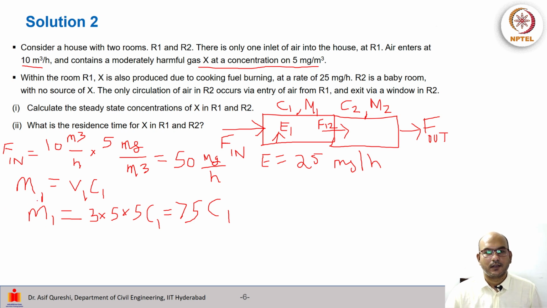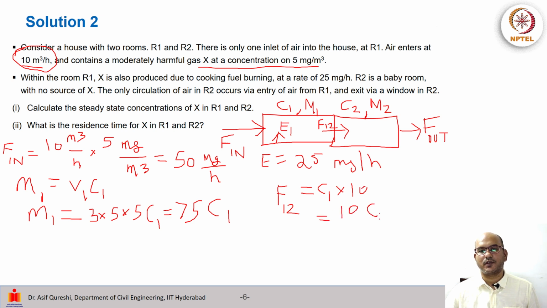Then E1 is there, outflow is F12. So now F12 would be equal to the concentration in room 1, C1, multiplied by the airflow 10 meter cube per hour here. So this would be C1 multiplied by 10, equal to 10 C1 milligrams per hour.